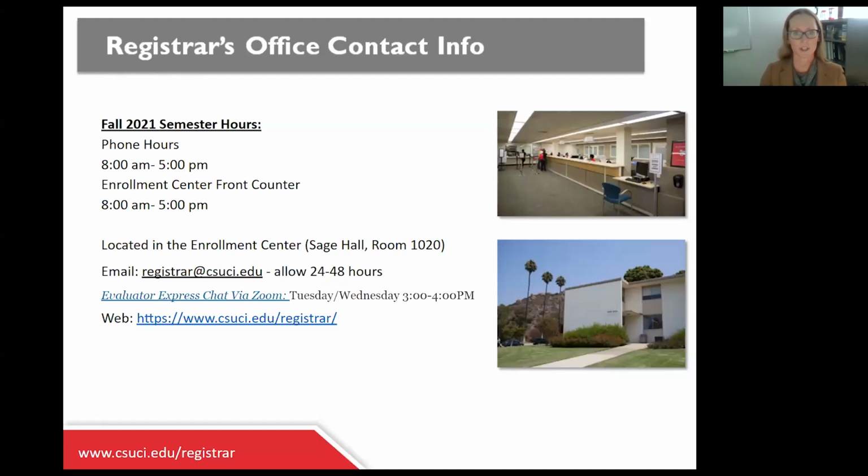Let's see, there was a question about if the transfer credit looks completely finished but never got an email. If it was recent, I think the email goes out weekly, but the other thing you can check for is that message in your card that lets you know if it's an official evaluation or a preliminary evaluation.